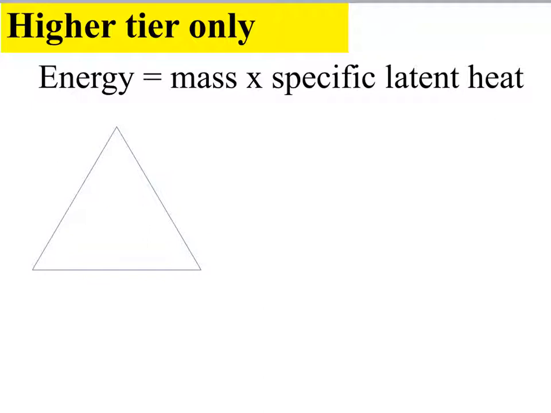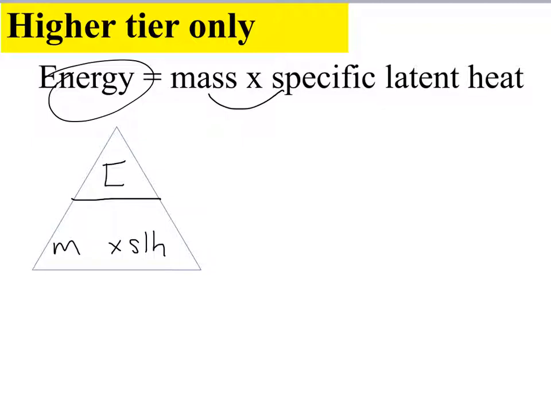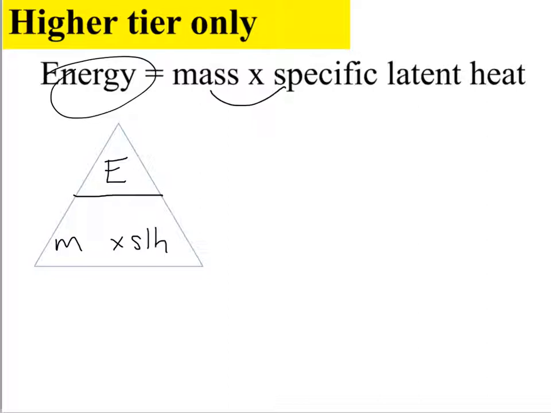Now, first of all, we're going to write it into our triangle. Our rule, if there are two things multiplied together in the equation, then they must be multiplied together in the triangle. That means mass and specific latent heat have to go at the bottom. We're left with energy, which is going to go at the top. Now we're going to write two further expressions, one for calculating the mass and one for calculating the specific latent heat. If I want to calculate the mass, I cover up the thing that I'm looking at, I cover up my mass, and I'm left with energy divided by specific latent heat.